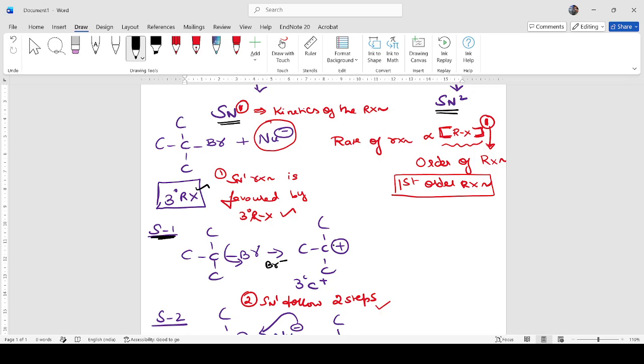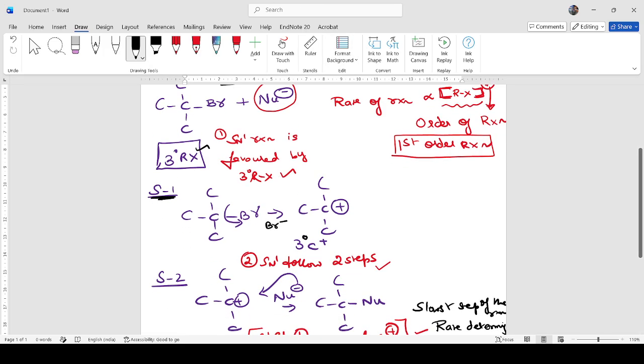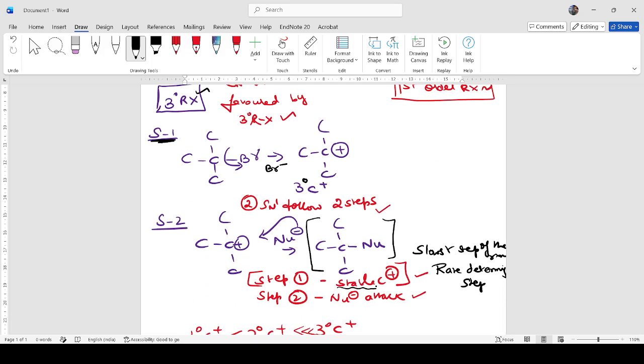so that the carbon gets a positive charge here. What you are creating is a tertiary carbonium ion. Once the tertiary carbonium ion is formed, the nucleophile that came for the attack attacks the carbonium to form the new product here. So we can see SN1 follows two steps. In step 1, it created the carbonium. In step 2, the nucleophilic attack happened.